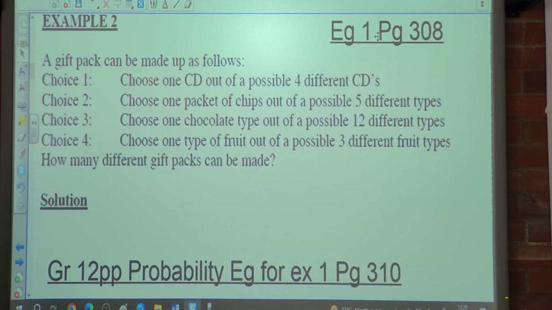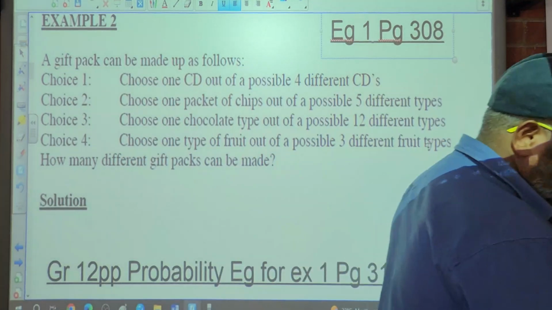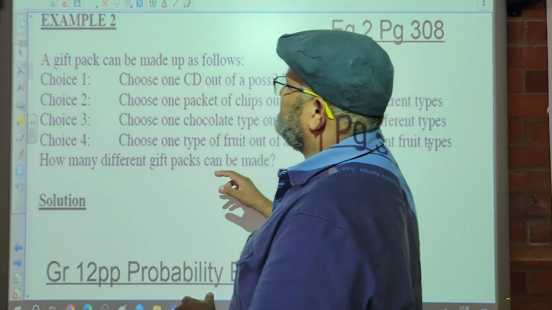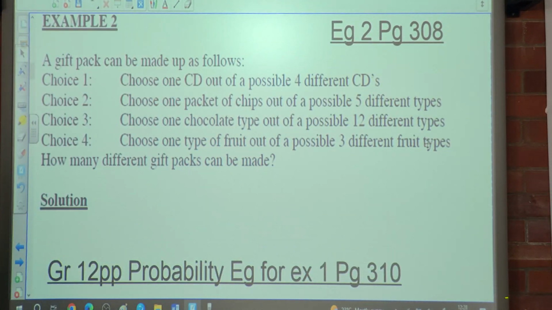Example 2 is on the same page. A gift pack can be made up as follows.